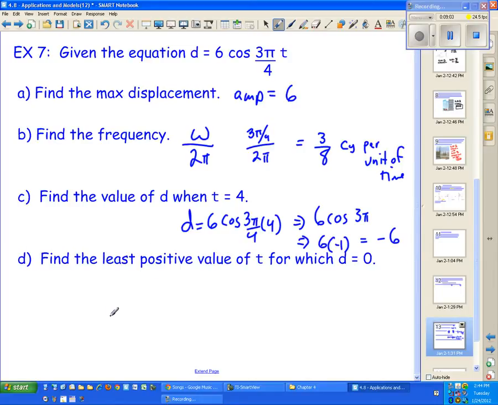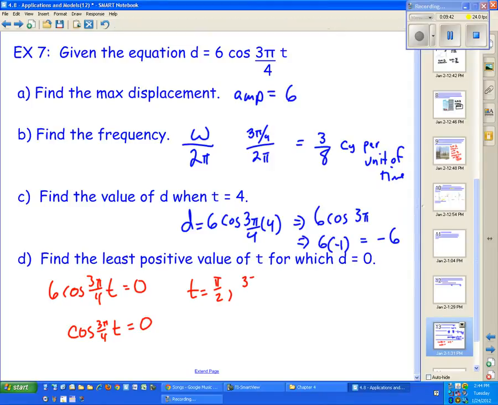So find the least positive value of t for which d equals 0. In this case, we're just going to replace d with 0. So we're going to say that 6 cosine of 3 pi over 4t needs to equal 0. We're going to solve for this. We're going to divide by 6, which gives me cosine of 3 pi over 4t equals 0. And then I need to find out when cosine equals 0. Cosine equals 0 at pi over 2, 3 pi over 2, and then it can continue around, 5 pi over 2, and so on and so forth around the unit circle, around and around we go.